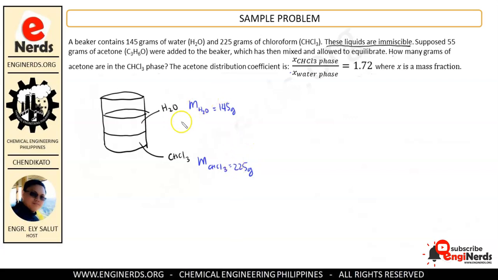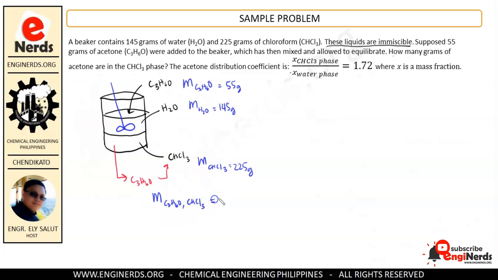Then, suppose 55 grams of acetone were added to the beaker. So we added acetone, which is C3H6O, and its mass is also given. The mass of acetone is equal to 55 grams. And then it was mixed and allowed to equilibrate. Now, how many grams of acetone are in our chloroform? So what is being asked here is how much acetone is now in our chloroform. So our required is the mass of acetone in the chloroform.